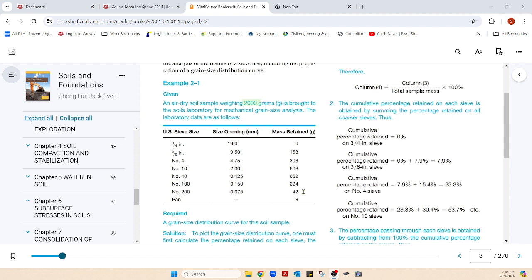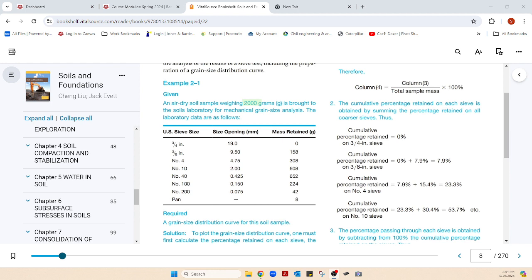If 35, let me make sure I'm saying that right. If you have 35% or less of the total sample passing the number 200 sieve, then you have a granular soil. So I can look at this real quick and say we're probably going to have a granular soil because that's not very much retained in there. Most of it has been sieved out. So that means to me that we probably have mostly fines. But we'll see. That's what the analysis is about.